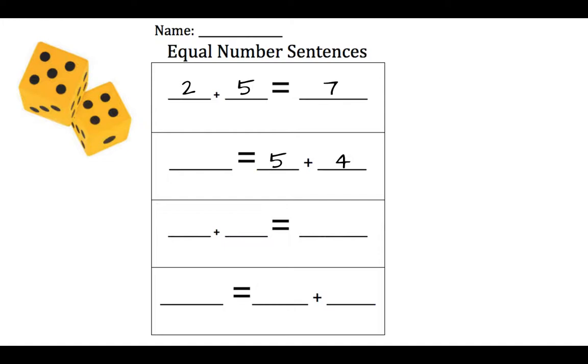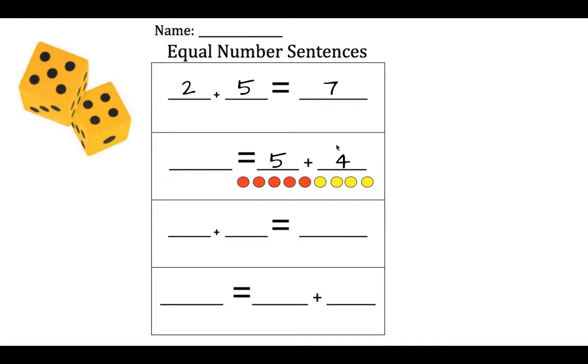I can use any number of strategies. Let's try using counters this time. So I'll put out 5 counters for my 5 that I rolled. And I'll put out 4 more yellow ones for the 4 that I rolled. When I put those together, I see that all together I have 9 counters.